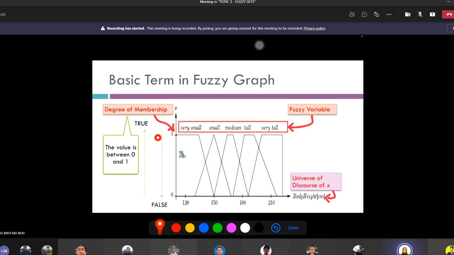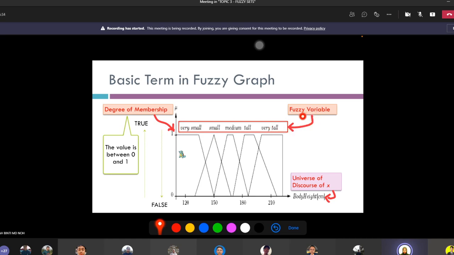Okay, so if you look at this, the graph, another thing that you have to understand is the fuzzy variable. Okay, so the fuzzy variable is described by this, the name, the label of each fuzzy set. Okay, so kalau you tengok dekat sini, we have 5 sets here. We have sets very small, small, medium, tall, and very tall. Okay, so fuzzy variable ni dia ada fuzzy value dia. These are the value. Okay, very small, small, medium, tall, and very tall. These are the fuzzy value that you assign to the fuzzy variable.